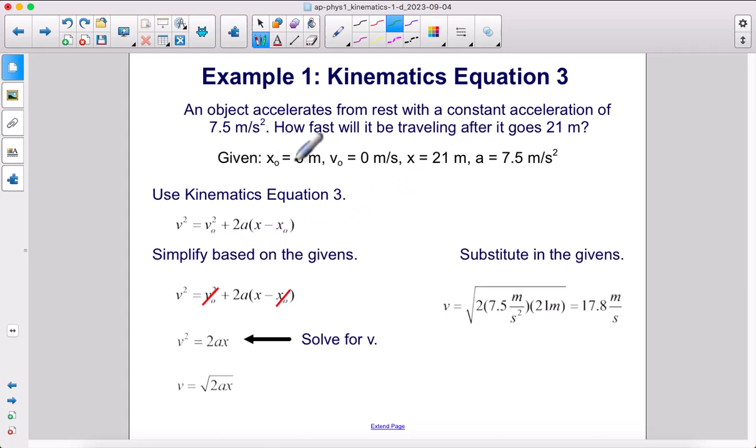So the first term goes away since v naught is 0. X naught is also 0, so that goes away. V squared equals 2ax. Take the square root of both sides, and we get the square root of 2ax. Plug in your numbers. Your velocity is 17.8 meters per second.